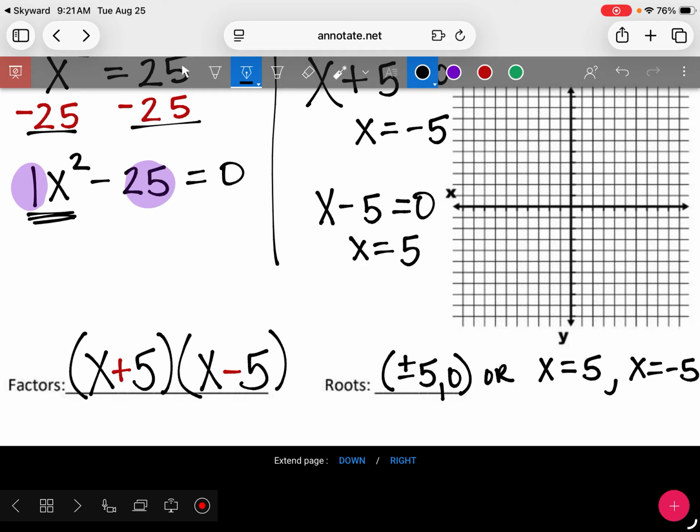So these are actually far apart, so we can graph it. Go ahead and put a point at +5 and put a point at -5. Count left 5, count right 5, and draw your smile. And that would be your graph.